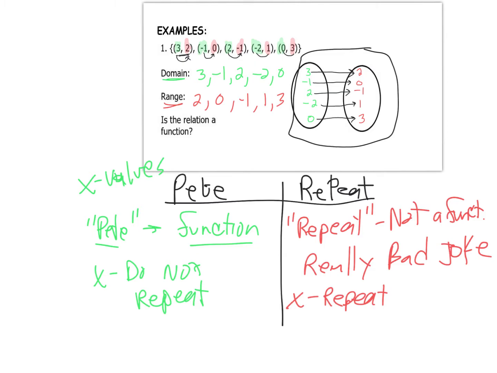So, based on what we're seeing here, if I were to look solely at the x's, now again, I don't care what the y's are doing, I could care less. If I look at my x values, I have a 3, a -1, a 2, a -2, or a 0. So, is this a function or not? Do my x's peat or repeat? In this case, since none of my x values repeated, this is a peat, so it is indeed a function.